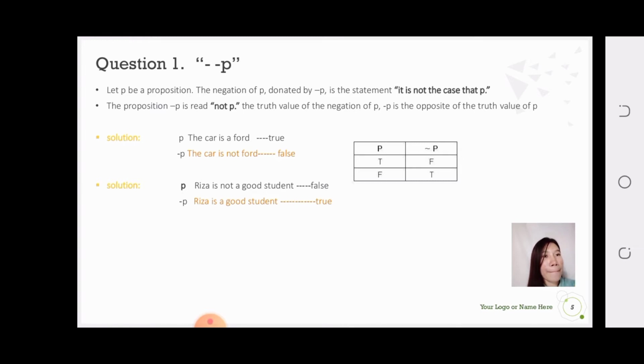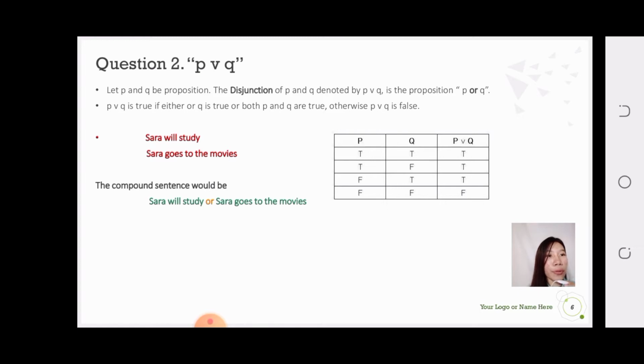So, next. Question number 2. Let P and Q be propositions. The disjunction of P and Q, denoted by P disjunction Q, is the proposition P or Q. The disjunction is true if either P or Q is true, or both P and Q are true. Otherwise, disjunction is false. So, ito na explain niya sa truth table.